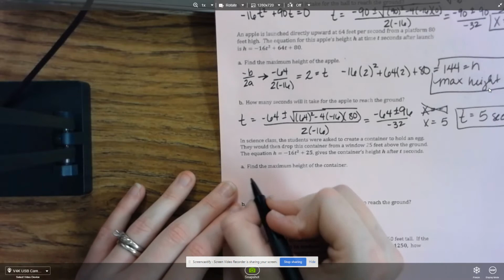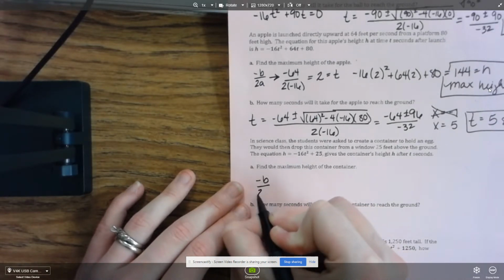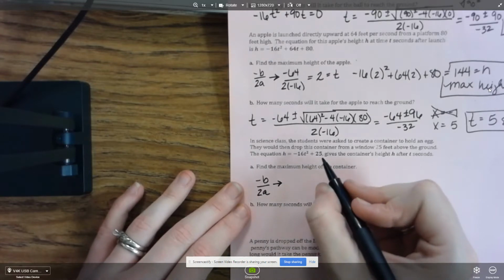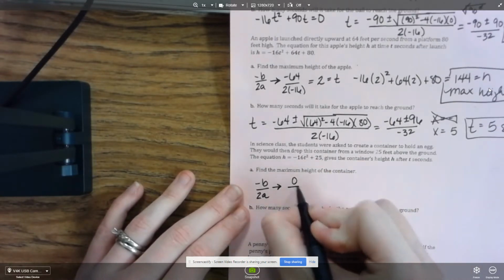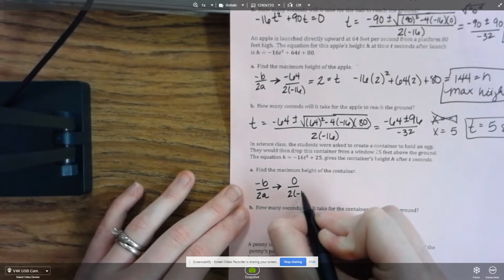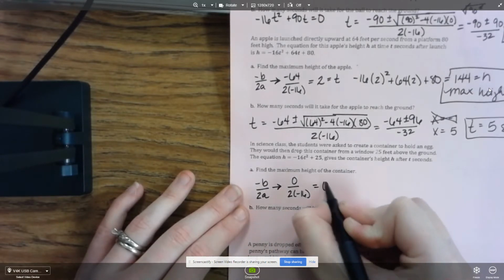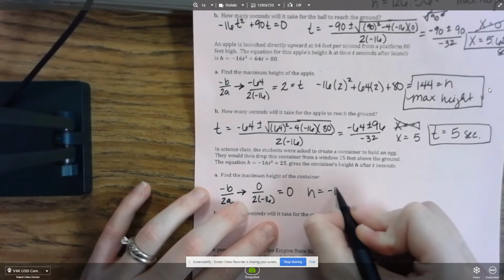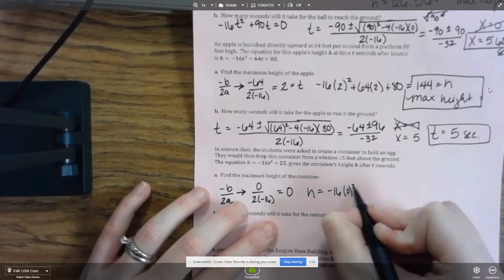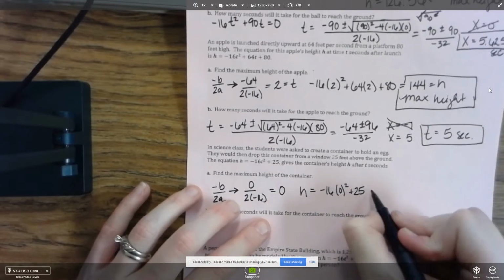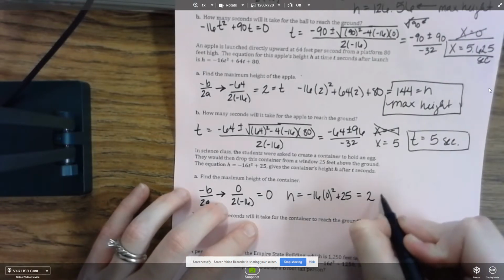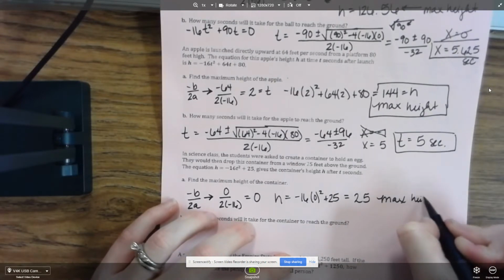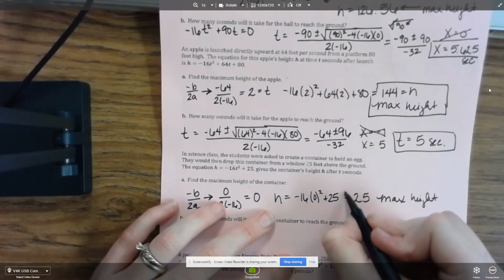So find the height of the container, so negative b divided by 2a. So I don't have a b. And so anytime that we try to divide 0, we're going to get a 0. And so h is going to equal negative 16 times 0 squared plus 25. So this is going to equal 25. That is going to be the max height.